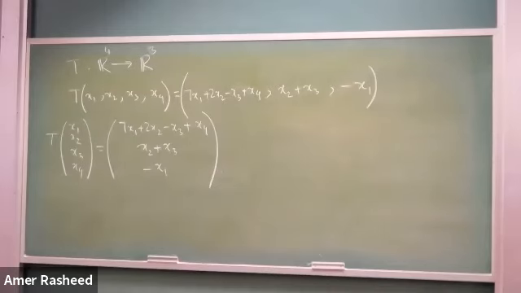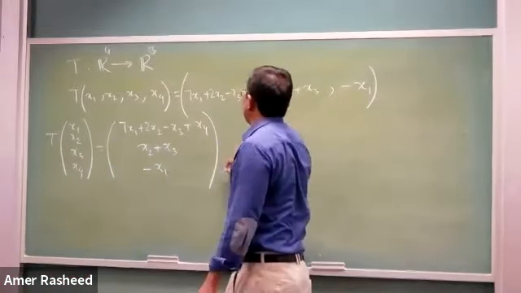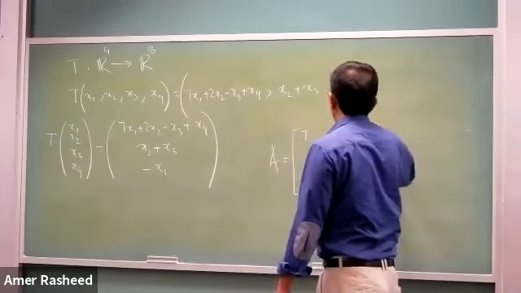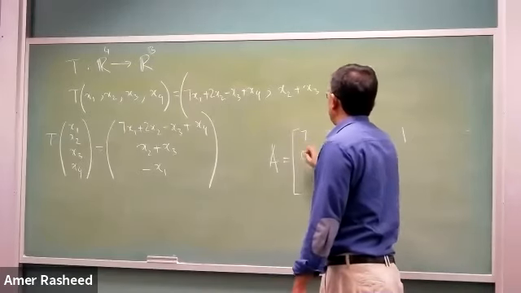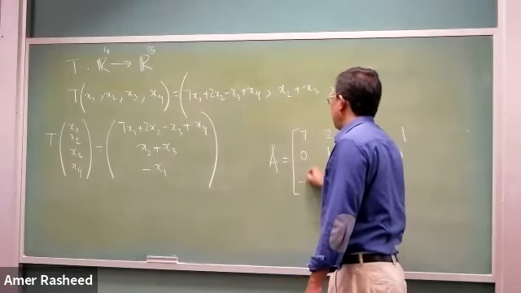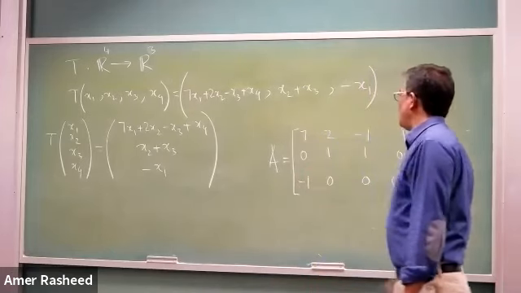Okay, tell me the result. What is your standard matrix? It should be, let me write the answer. It should be 7, 2, negative 1, 1, 0, 1, 1, 0, and negative 1, 0, 0, 0. Yes, sir, that's it.